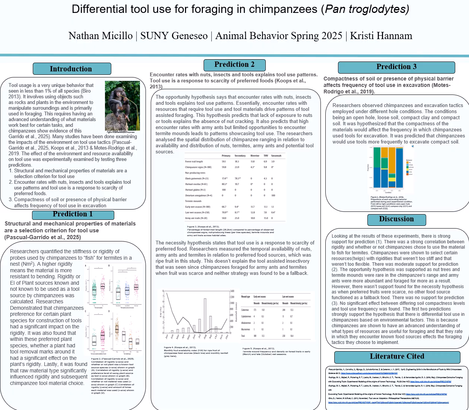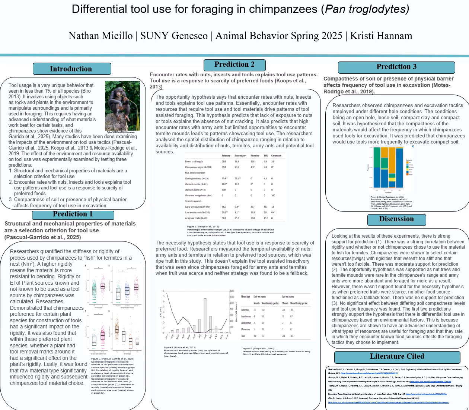I just touched on this, but higher rigidity means that the material is more resistant to bending. So for example, metal is more rigid than wood, is a quick way to think about that. They first looked at, it's a bit small, but it's graph A. They were looking at the known common plant tool source species for chimpanzee tool use for termite fishing, and they compared the rigidity levels of these known sources to the less common plant source species.